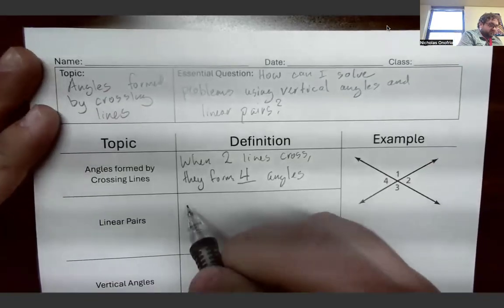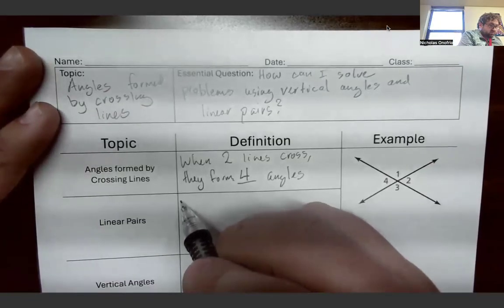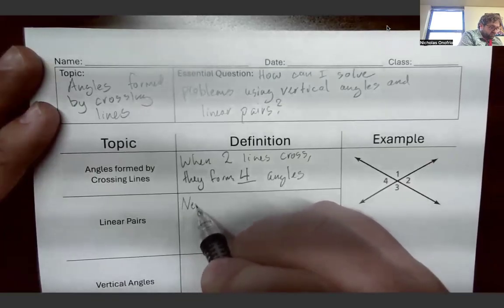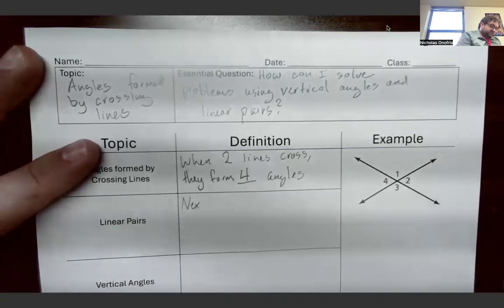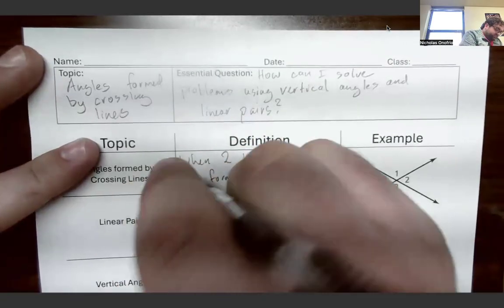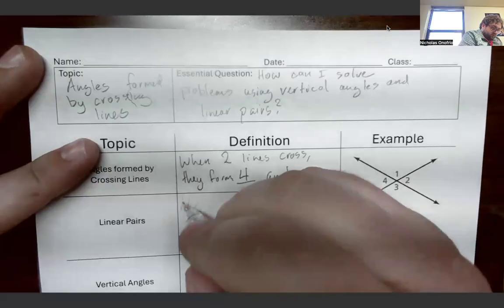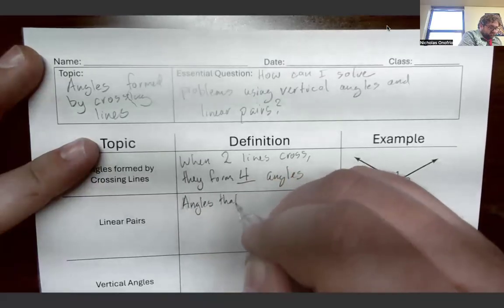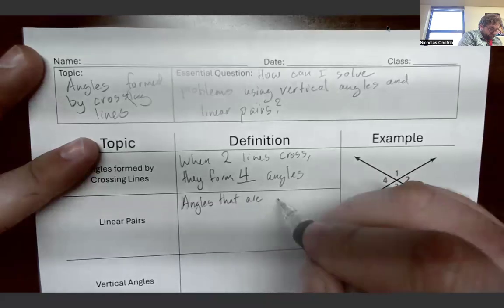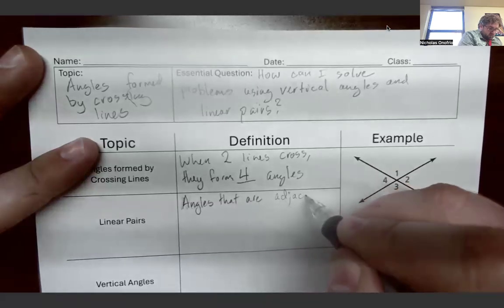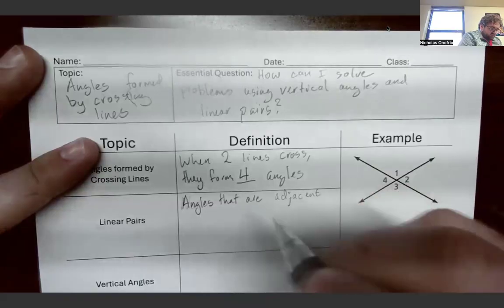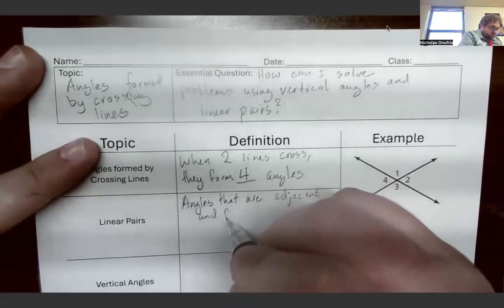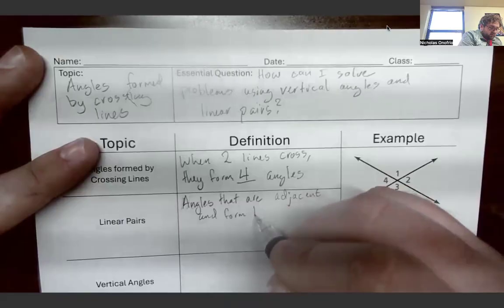The first type is linear pairs. Two angles are linear pairs if they are next to each other. So we would say these are angles that are adjacent, and form a line.